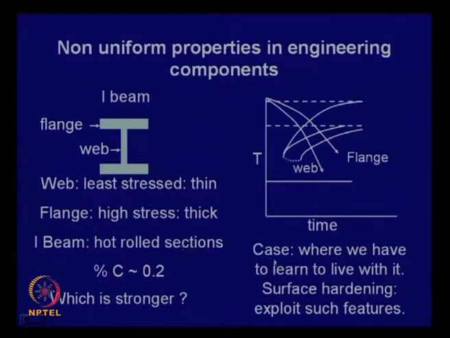Now, we try to develop dissimilar properties. In the case of surface hardening, we try to exploit such a feature. If different regions are cooled differently, you can get different properties. If you cool the surface very fast, then you will get a very hard structure at the surface, and in many applications we do need such material.